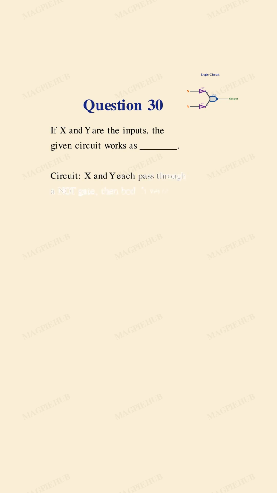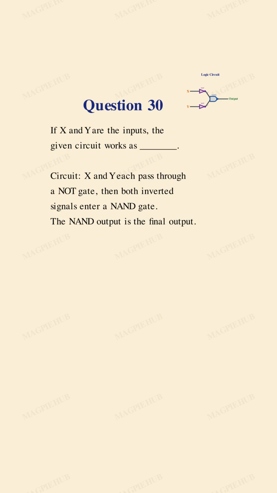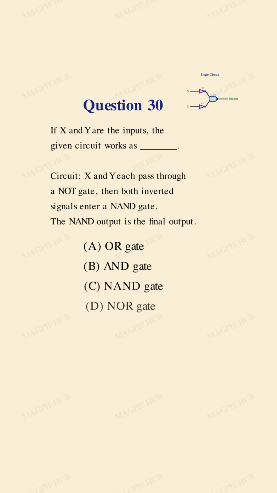The circuit has inputs X and Y, each passing through a NOT gate. The inverted outputs then enter a NAND gate, and the NAND output is the final output. The options are A, OR gate; B, AND gate; C, NAND gate; D, NOR gate.